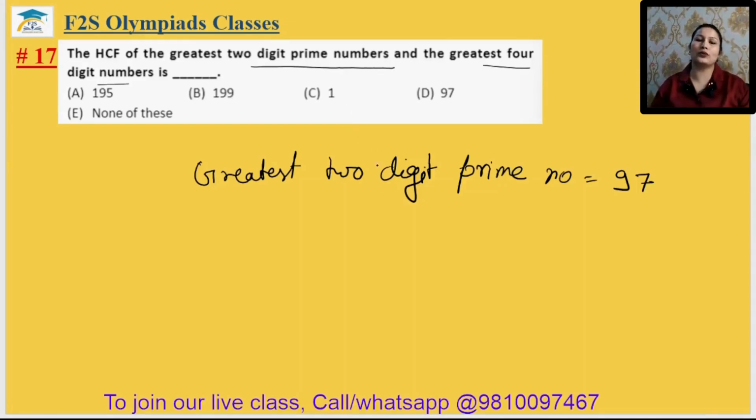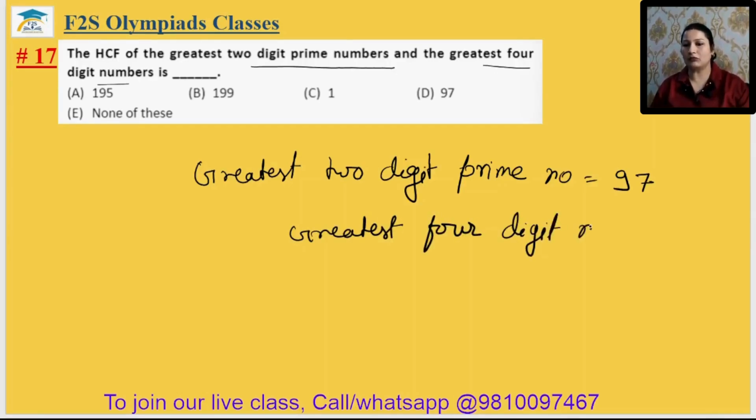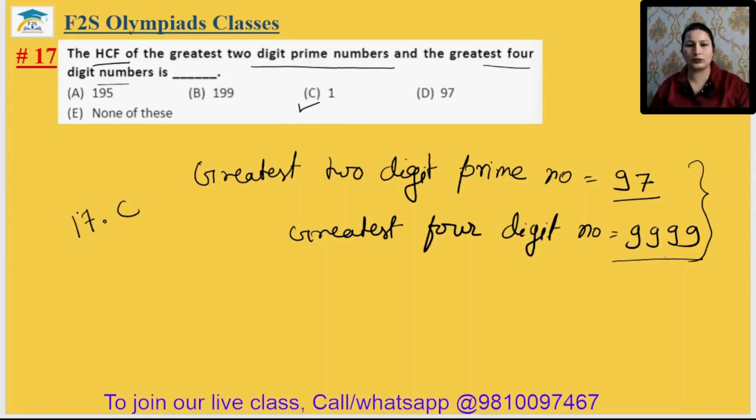So the greatest four-digit number, you all know, is 9999. Since 97 is a prime number, it does not have any common factor with it. And this is the greatest prime. You have to find the HCF. So since it is a prime number, there will not be any common factor. So this too will be a co-prime number, and co-prime numbers have the common factor as 1 only. Option C. The 17th answer is option C.